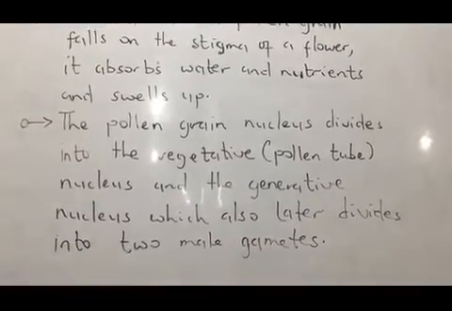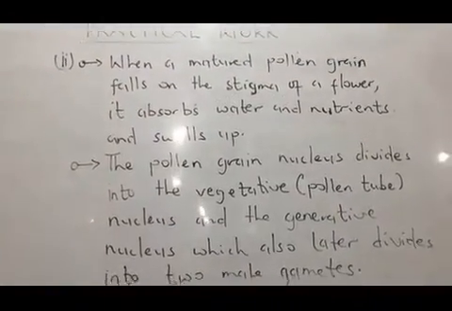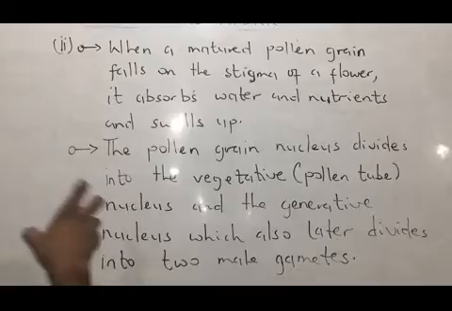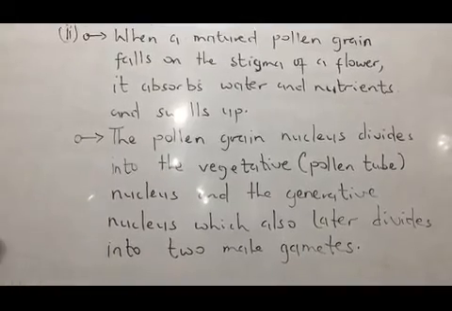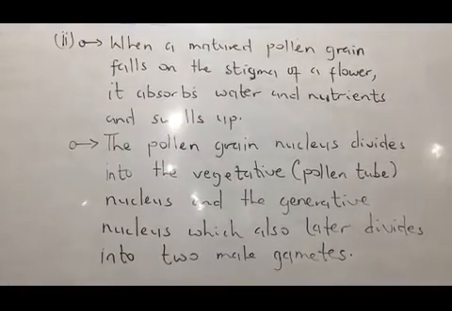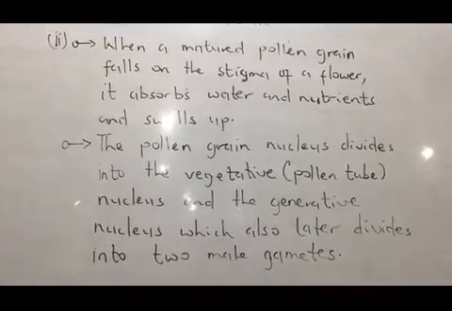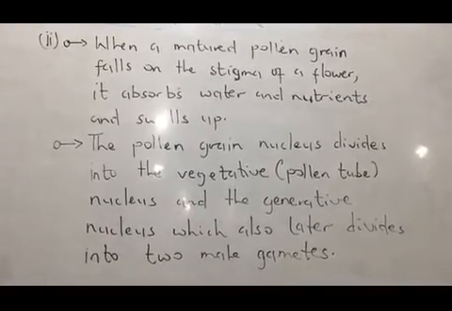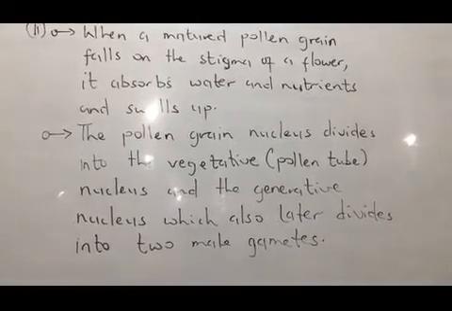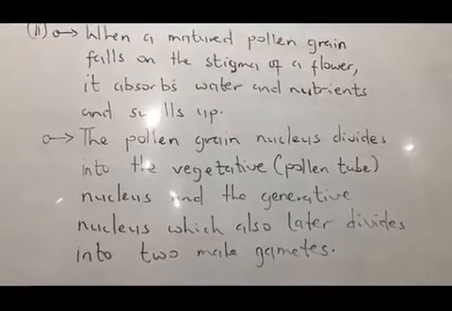So the two more gametes you see in the diagram come from the division of the generative nucleus. There's a first division of the pollen grain nucleus into the vegetative nucleus, which we also call the pollen tube nucleus, and then the generative nucleus. The generative nucleus further divides into two to form the two male gametes, or we can also say the two male nuclei.